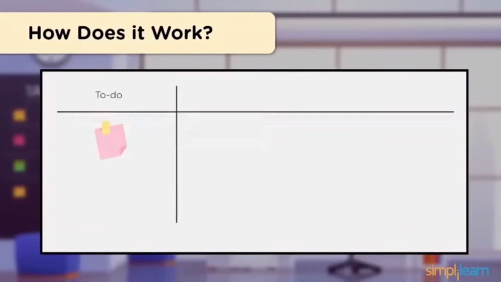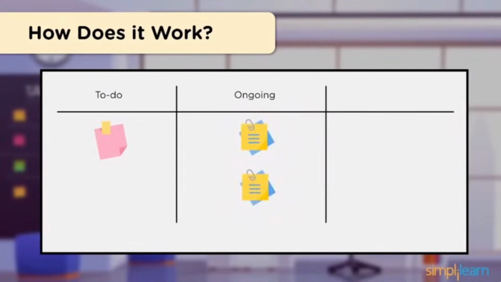Now the board consists of three major components. There's the to-do list, which represents items that need to be completed. The ongoing column, which represents items that are currently being worked on. And the completed or done column. These represent tasks or items that have already been completed. Although this is a physical representation of the board, several organizations use software versions of the board that replace the sticky notes with cards that can be moved from one column to another as work progresses.